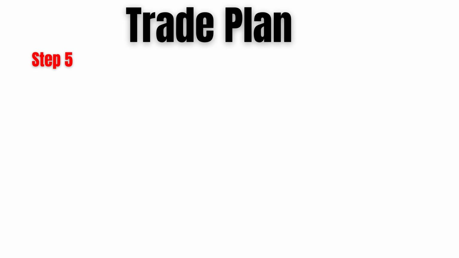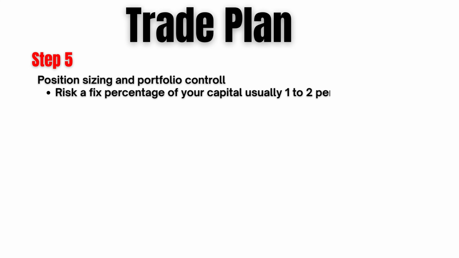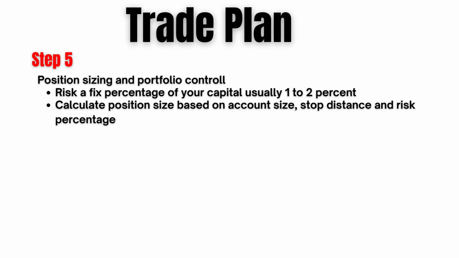Step 5. Position sizing and portfolio control. Risk a fixed percentage of capital, usually 1 to 2%. Calculate position size based on account size, stop distance, and risk percentage so every trade risks the same amount of money, not the same number of pips. Cap total open risk across all trades at a maximum, for example 5%, to avoid hidden correlation blowups.